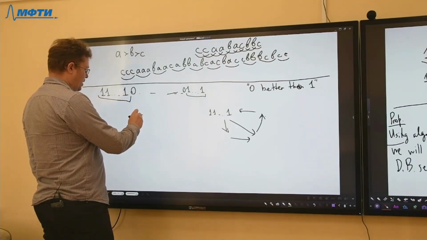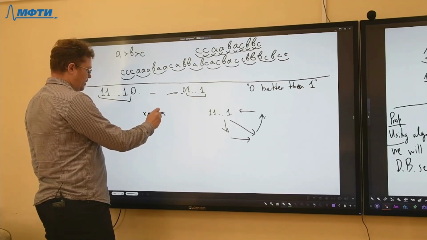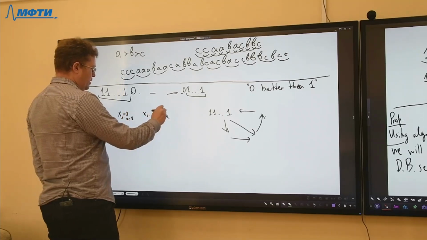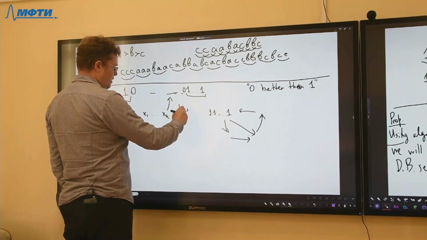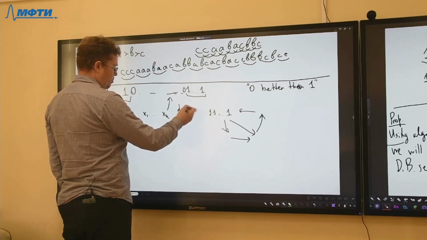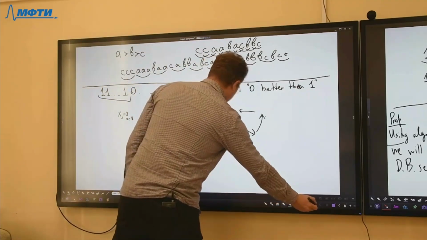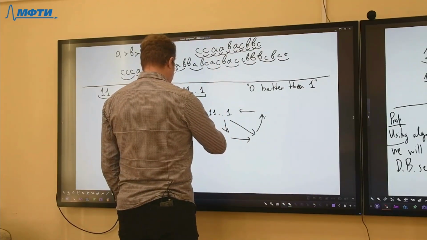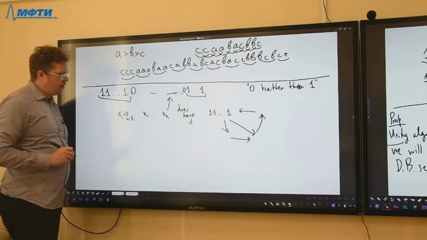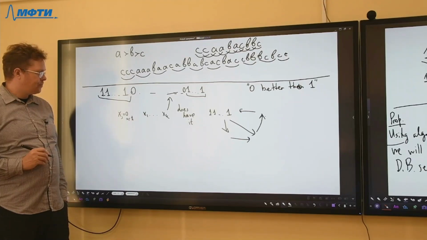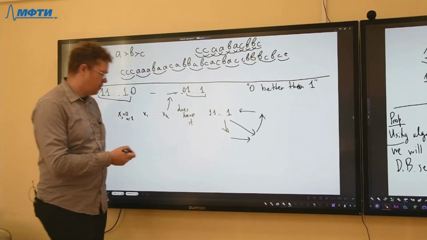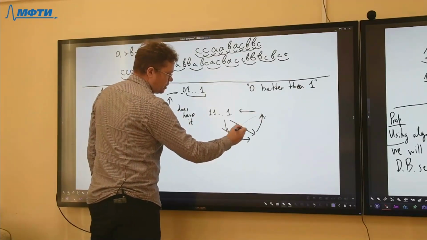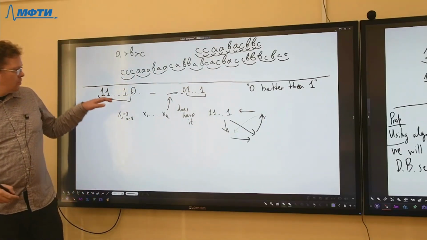So we have x1, etc., xk, where xj is 0 or 1, and it doesn't belong here. We don't have it in the sequence. This means that we didn't pass through one of the edges in this De Bruijn graph. So we didn't use this edge when we're going by this rule through all the graph.